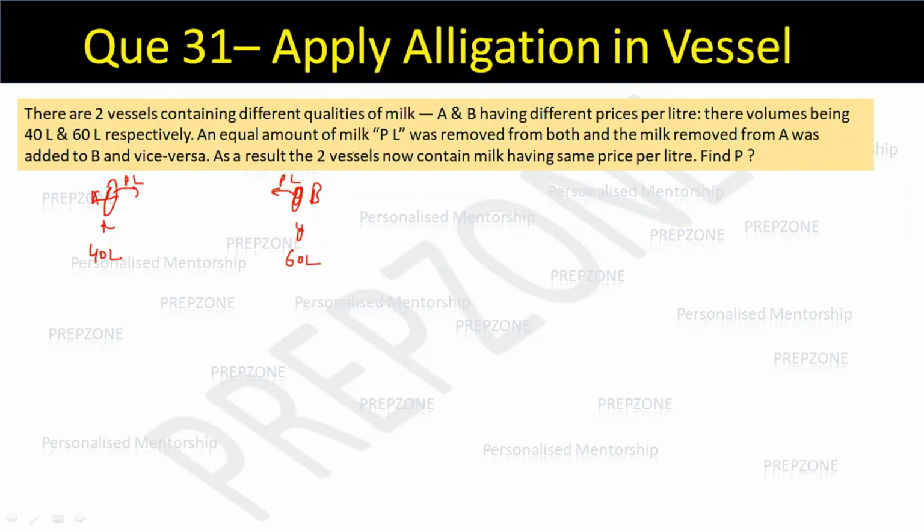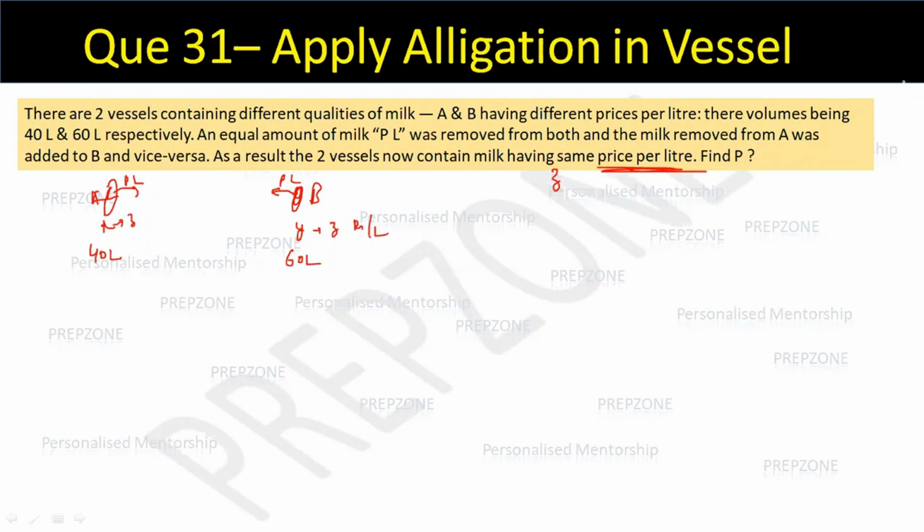So as a result, this is a very important information, after mixing it, the two vessels now contain milk having the same price per liter. Let's say this be Z. So after mixing, this X is going from X to Z and this Y is also going from Y to Z rupees per liter. You have to calculate the value of P.